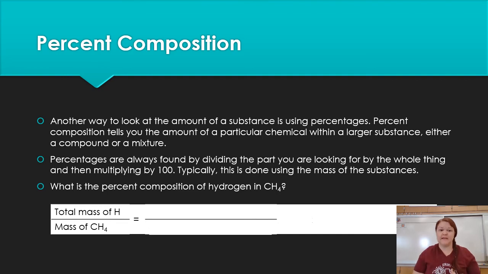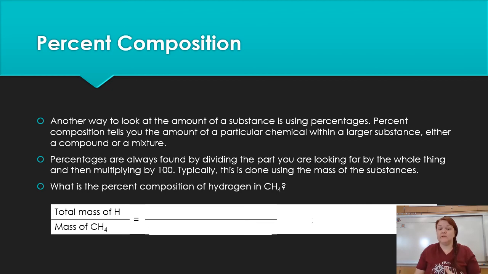Percentages are great because they are always set up the same way. They're found by dividing the part you're looking for by the whole thing. Whatever the whole thing is we're talking about, we take the part we're talking about, divided by the whole thing we're talking about. And then we multiply by 100. Typically this is done using the mass of our substances. So it could be masses that are given in an experiment. Maybe you have a way of isolating one piece and you find the mass of it, and then you have the total mass of all your substances and you're finding the percent that way.